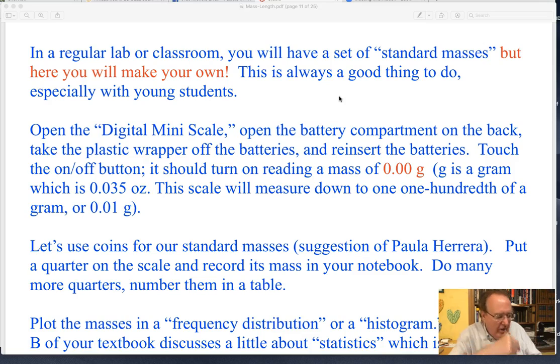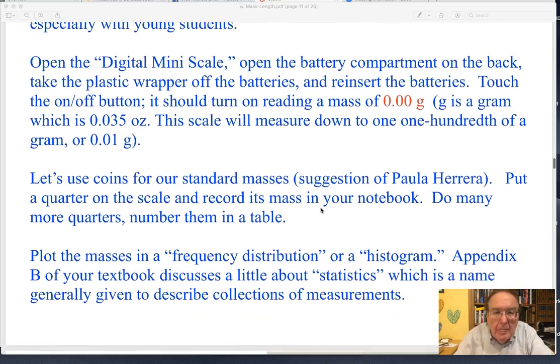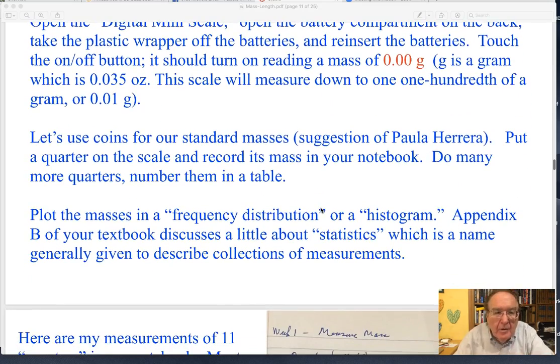this measures in grams, or you can go to ounces too, and so on. And so this is a very accurate scale. Okay, it measures down to 0.01 grams, and a gram is actually quite small. A gram is 3% of an ounce, for example. Now, at the suggestion of Paul Herrera, one standard masses we can use are coins. So, for example, get some quarters.